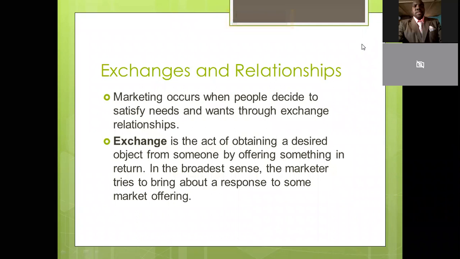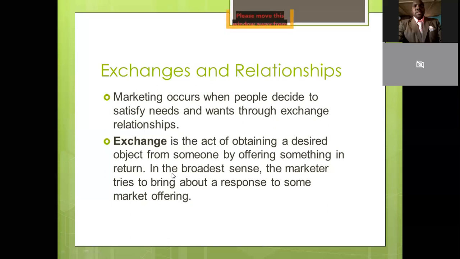Now look at exchanges and relationships. Marketing occurs when people decide to satisfy needs and wants through exchange relationships. All right. Exchange is the act of obtaining a desired object from someone by offering something in return.